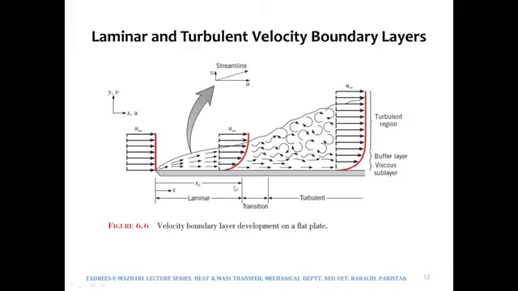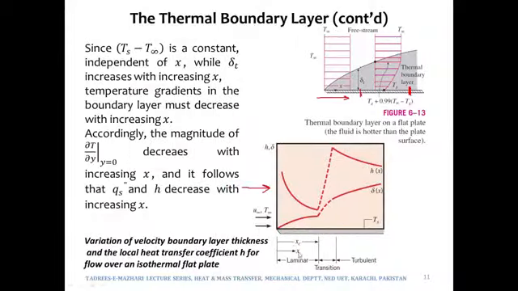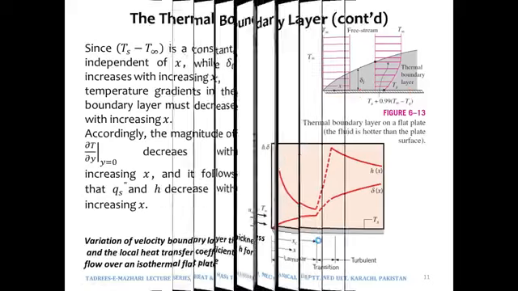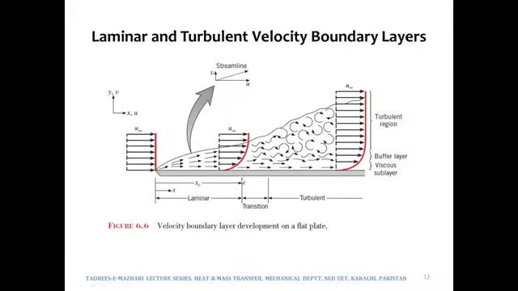Over here this length is called XC, and I was mentioning over here as well, this length is called XC. XC means critical length. XC refers to the critical length. Critical length is that length beyond which the flow will no more be laminar, rather transition will start and the flow will ultimately become fully turbulent. So this is the velocity boundary layer development on a flat plate when the flow becomes turbulent from completely laminar flow.